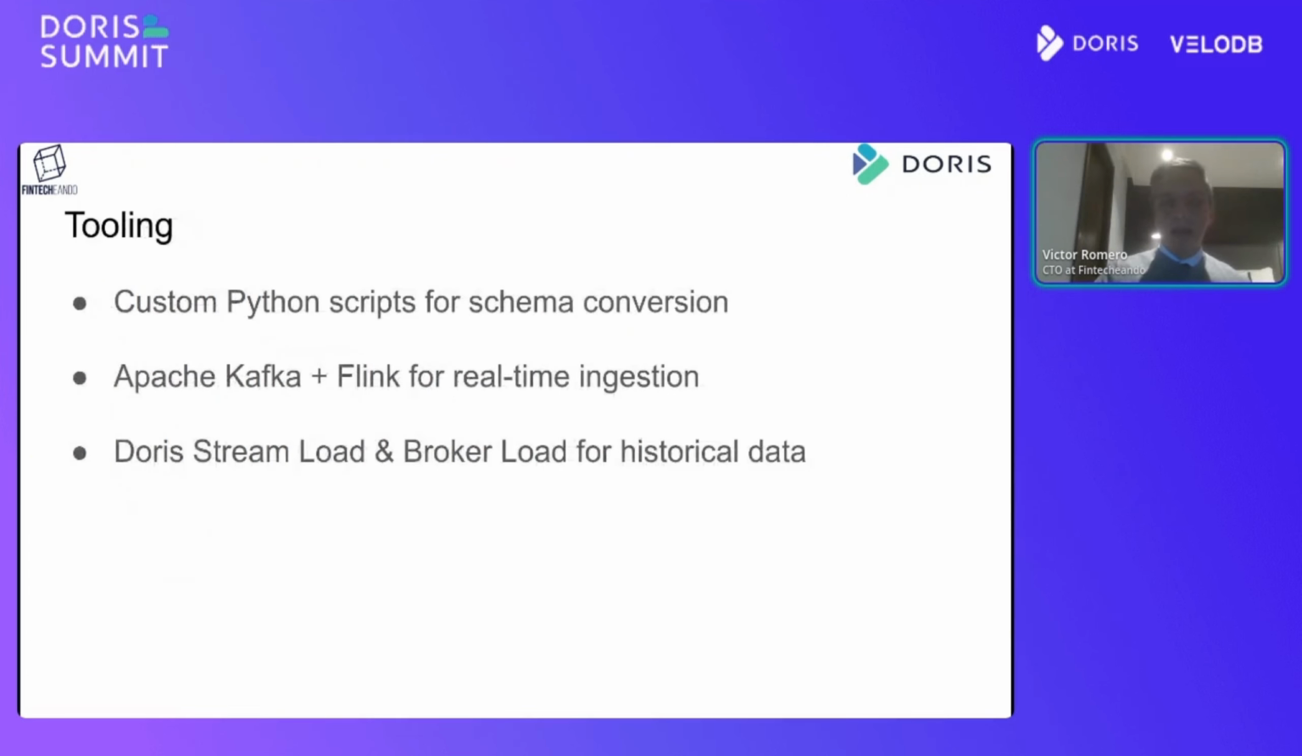And just for doing this task, we implemented custom Python scripts for schema conversions. We implemented Apache Kafka plus Flink for real-time ingestion. This helps us to move away from batch processing. Also, we used Doris Stream Load and Broker Load for historical data.